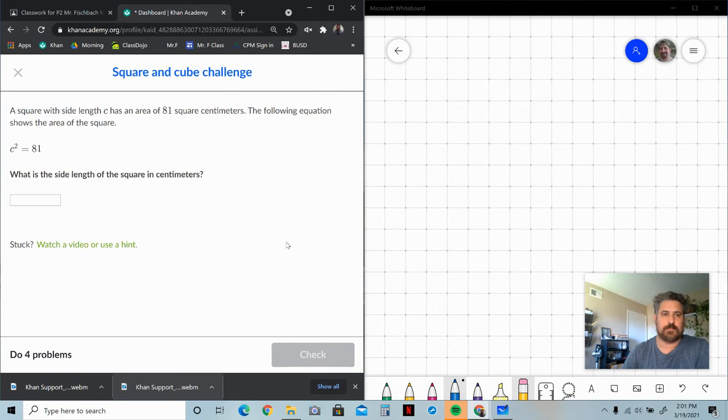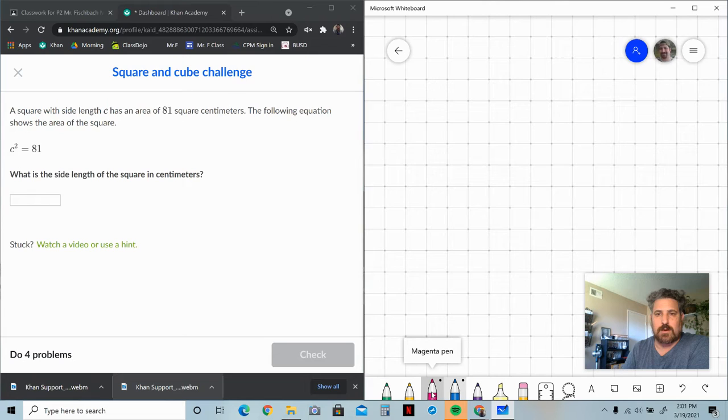So let's go. All right, so it says a square with side length c has an area of 81 square centimeters. The following equation shows the area of the square. What is the side length of the square in centimeters? So it says a square, okay, with side length c has an area of 81 square centimeters. The following equation shows the area of the square, so that would be c squared is equal to 81, because c times c is 81, right? Okay, fair enough. What is the side length of the square in centimeters?